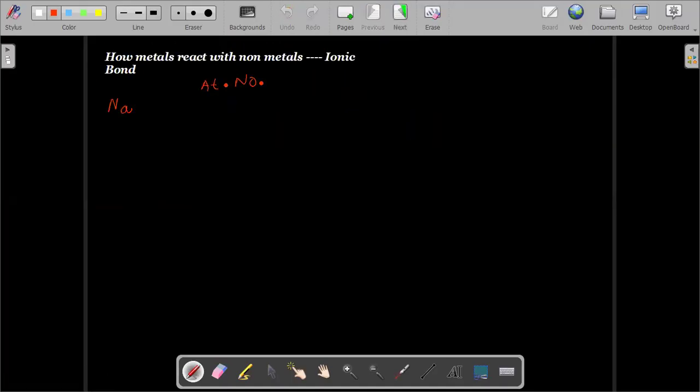With metals. So here we have a metal reacting with a non-metal. If you observe any metal, like here we consider sodium with atomic number 11, it has a configuration of 2,8,1. Magnesium, with atomic number 12, has the arrangement 2,8,2. Other metals you can look for, like calcium, also have a similar arrangement, with atomic number 20 and the arrangement 2,8,8,2.